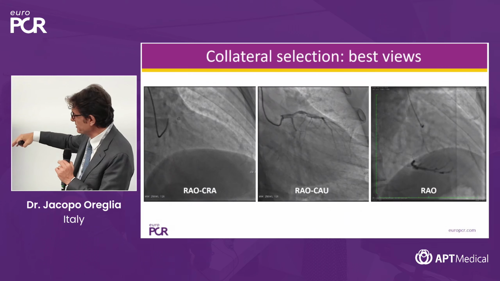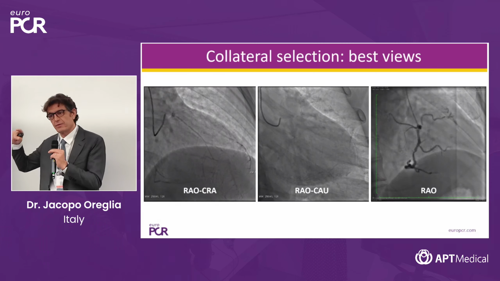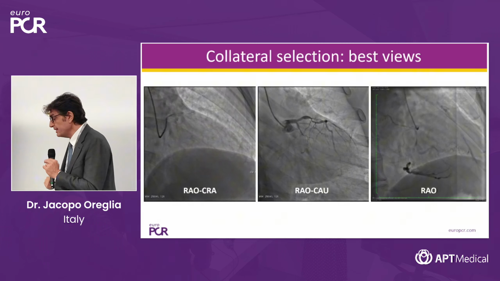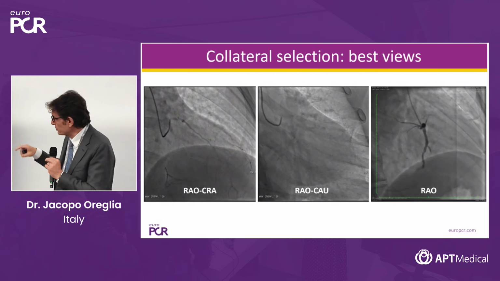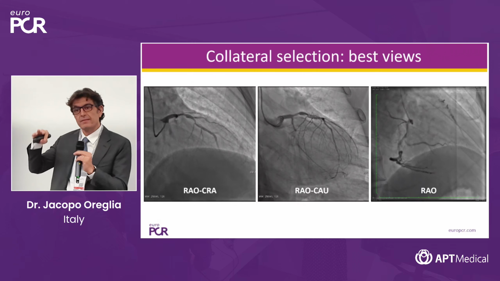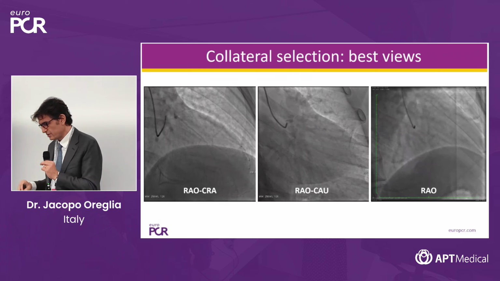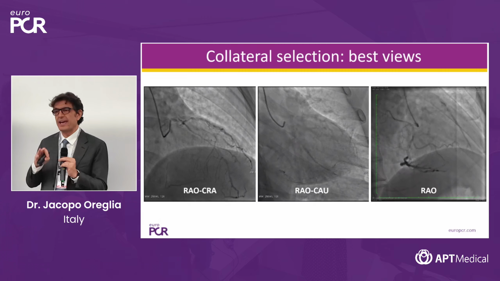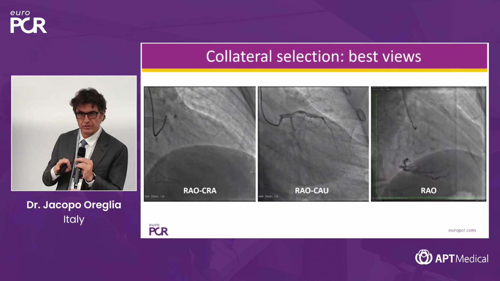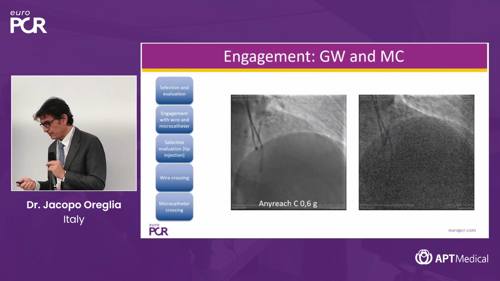So the RAO cranial is very helpful to see the origin, so the takeoff of the collaterals from the LAD to the right. While the RAO caudal is much more helpful in order to see the tortuosity, especially close to the posterior septum, which is the part where the collateral is most tortuous. And also, if you have an occlusion of the LAD, usually the RAO projection is very useful in order to identify the good septal collateral.